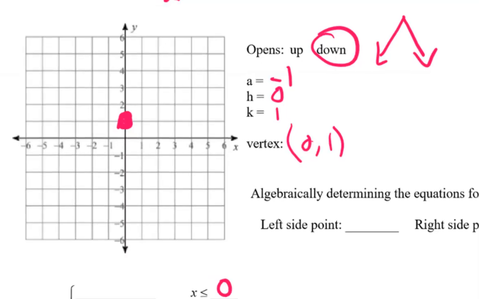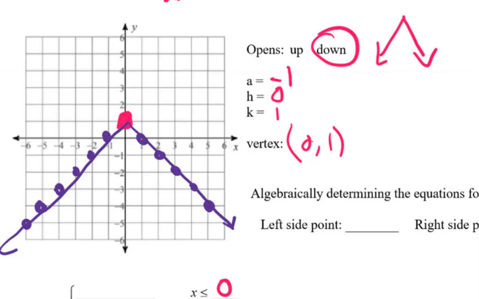Now, here's where I've got to pay attention because my a value is -1, which means it's open down. So from the vertex, I'm going to go down 1, to the right 1, down 1, to the right 1, down 1, to the right 1, because I have a slope that is negative. Now, conversely, I'm going to go down 1 but to the left 1, down 1 to the left 1, and so on. So you're going to do this all the way to the edge of the graph, and then, of course, draw our straight line to make it look like a V.